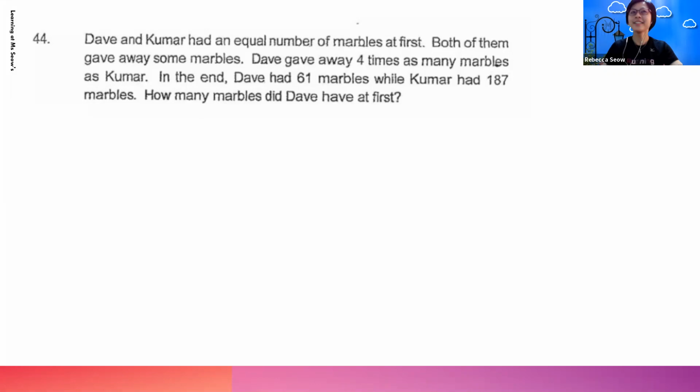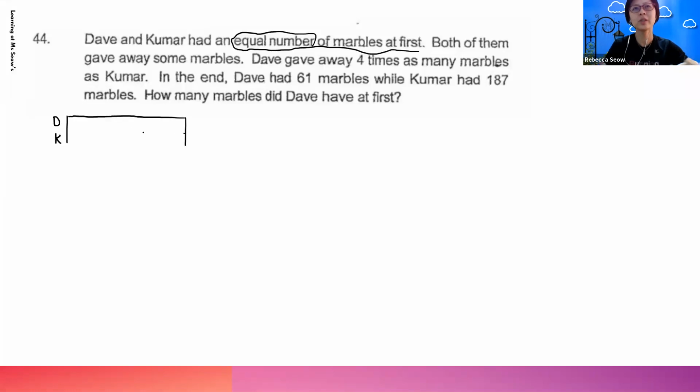All right, let's take a look at the question now. Dave and Kumar had an equal number of marbles at first. So the words "equal number" are actually our first clue. What we can do is indicate in a model Dave and Kumar. Equal number meaning that if you were to draw the units, they are of the same size. I hope that if you have done a model, you will have started out with something like that.